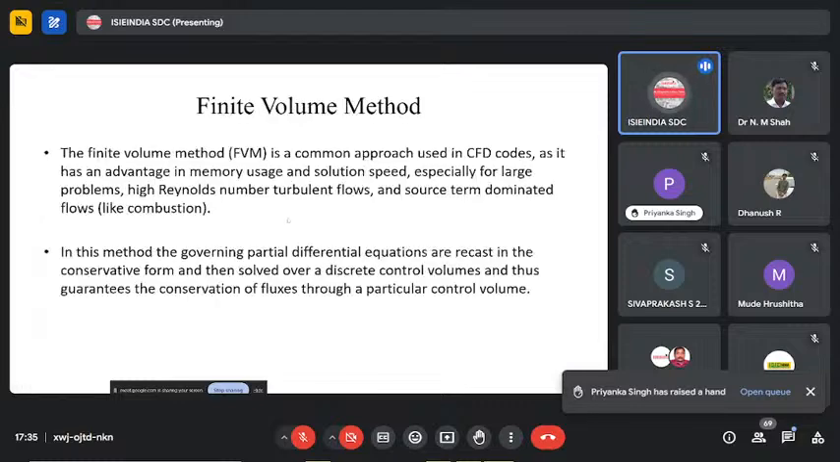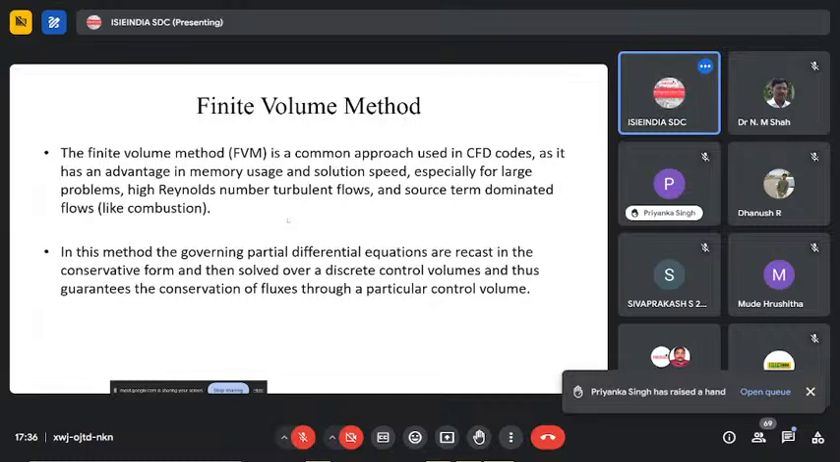The finite volume method is nowadays a popular approach used in computational fluid dynamics because of the efficiency and accuracy of the results. It is known for its efficient memory usage and fast solution speed, which makes it ideal for large scale problems and scenarios with high Rayleigh numbers, turbulent flow, or source term dominated flows like combustion. In combustion flow it also requires less memory and gives fast solutions.